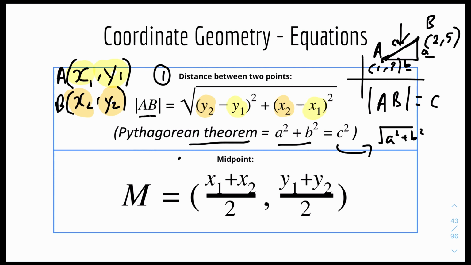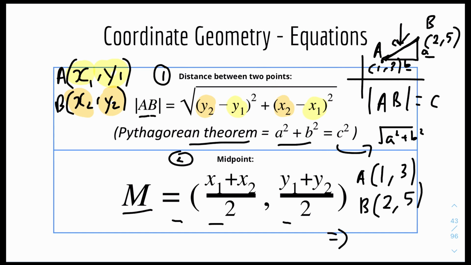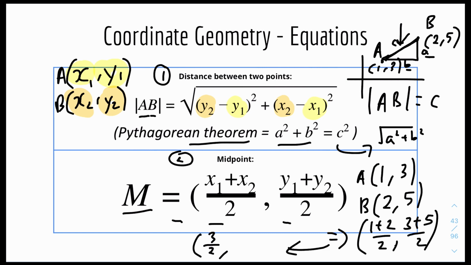And number 2, the midpoint. The midpoint, which is a big M here, equals ((x1 plus x2) over 2, (y1 plus y2) over 2). So if we have the same points, let's just write it out: A as (1, 3) and B as (2, 5). You would find the midpoint of AB as (1 plus 2) over 2, and (3 plus 5) over 2. If you simplify this, it is 3 over 2, and 8 over 2, which is 4.